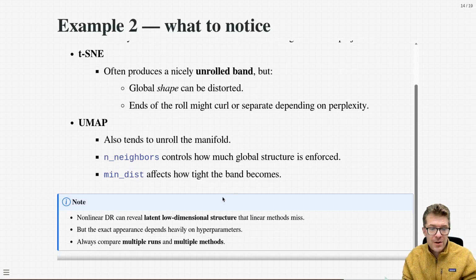So nonlinear dimensionality reduction can reveal latent low-dimensional structure, but the exact appearance will depend on these hyperparameters, random seeds, and all kinds of things. So just be careful and don't take a single t-SNE graph as if it's the golden truth from on high.